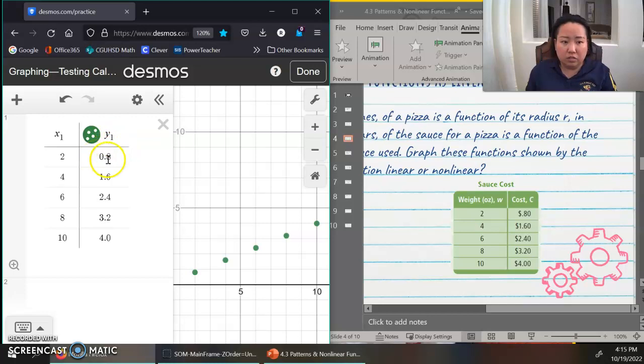So take a look. This is 0.8. It increased by 0.8 again to become 1.6, another 0.8, you get 2.4. So it always increases by 0.8 on the y value, and your x values are always increasing by 2. So there's consistency in the increase on both the input and the output. Therefore, our function is a linear function.